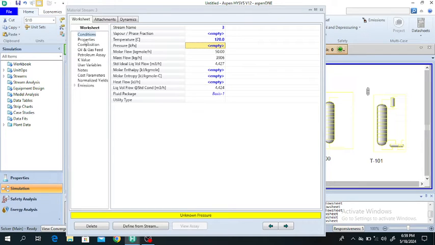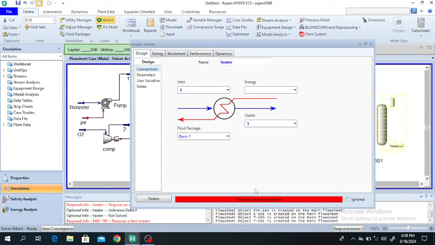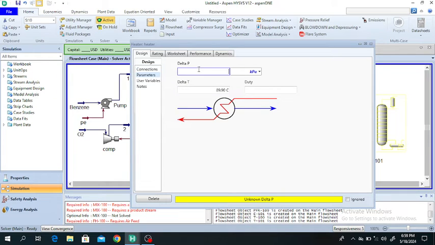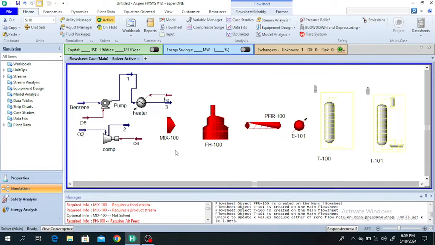Now pressure: there is no pressure drop inside the heat exchanger, the heater. So double click on the heater, and here is the required energy stream. The heater energy is HE, heater energy. That shows unknown delta P. So go to the parameters, and the pressure drop inside the heater is 0. But in reality there is some pressure drop; I am assuming that there is no pressure drop. Okay, this is the heater.